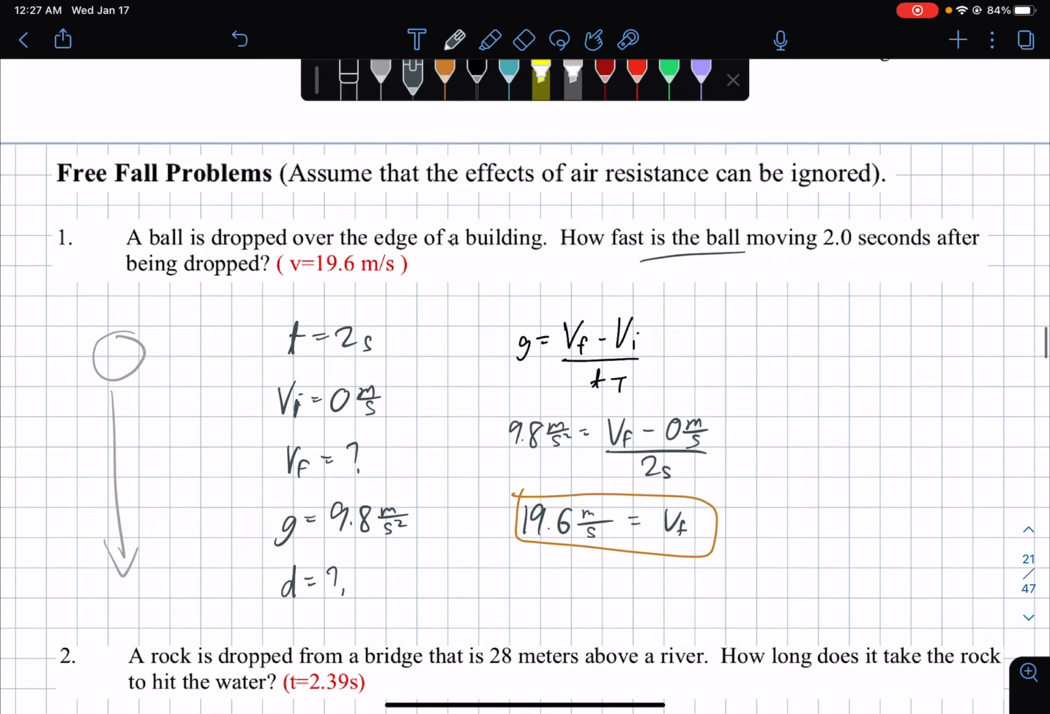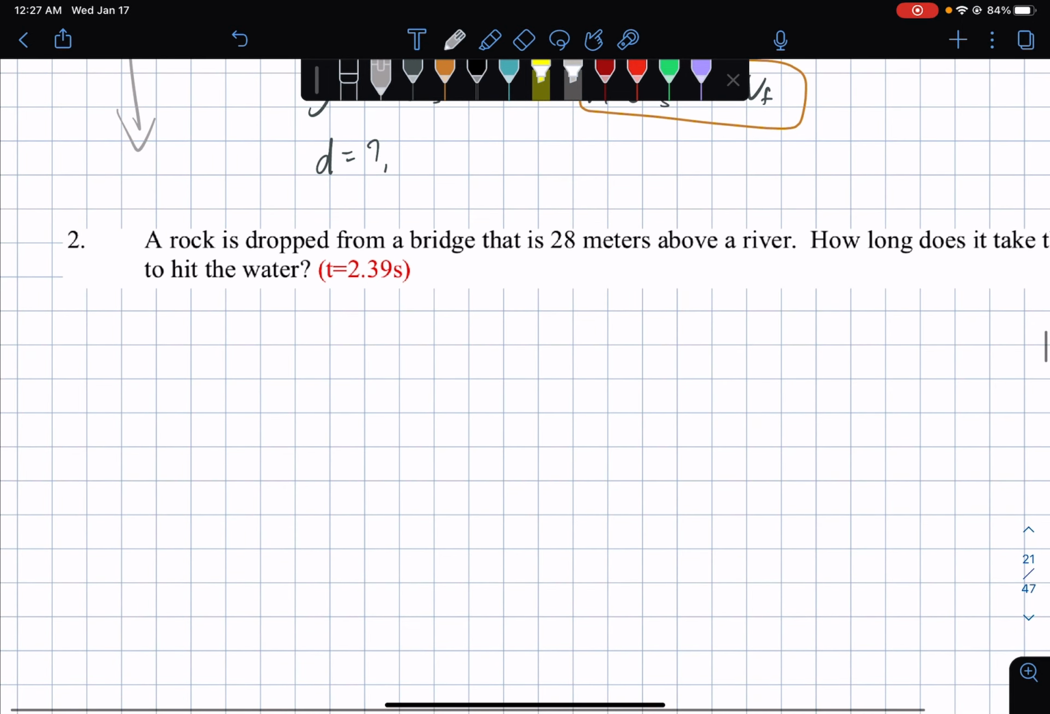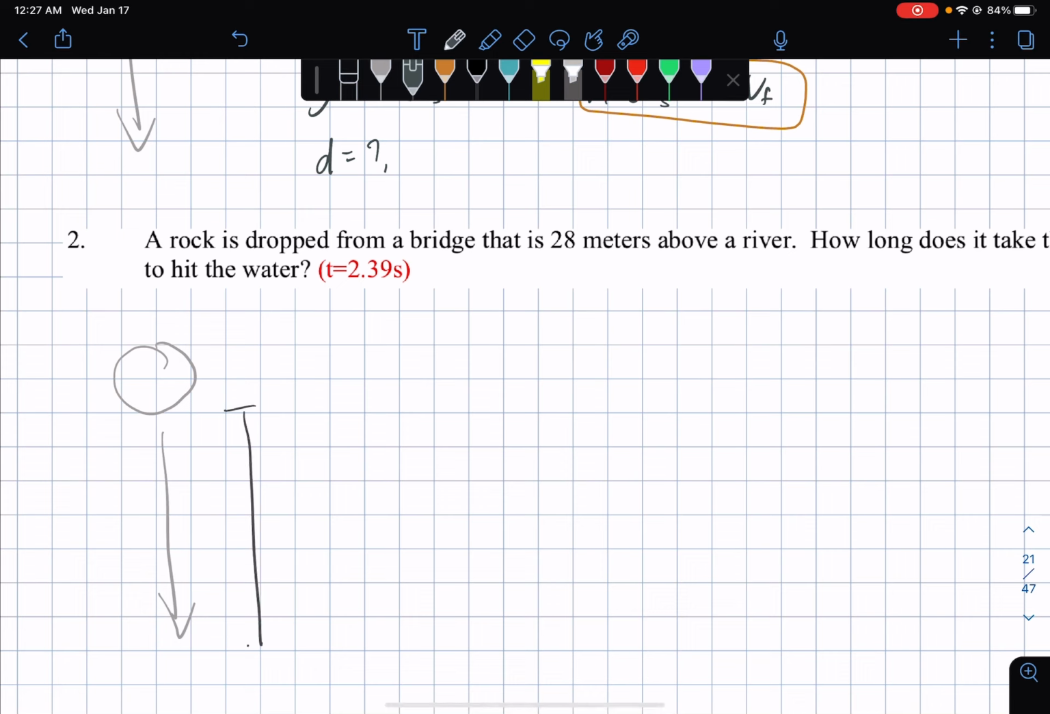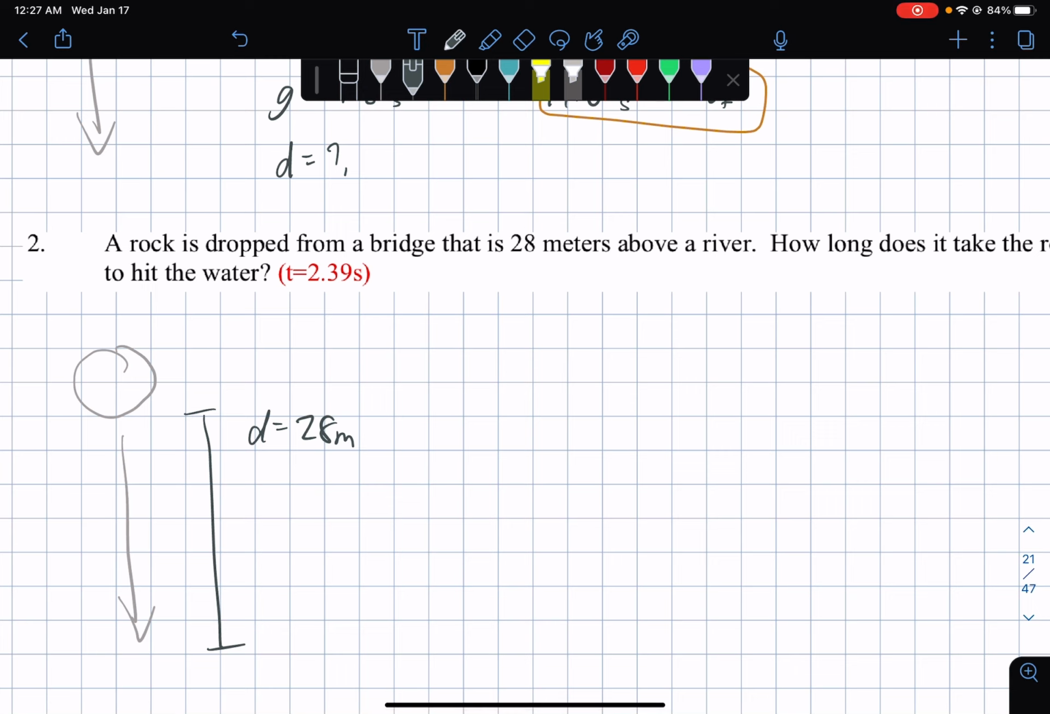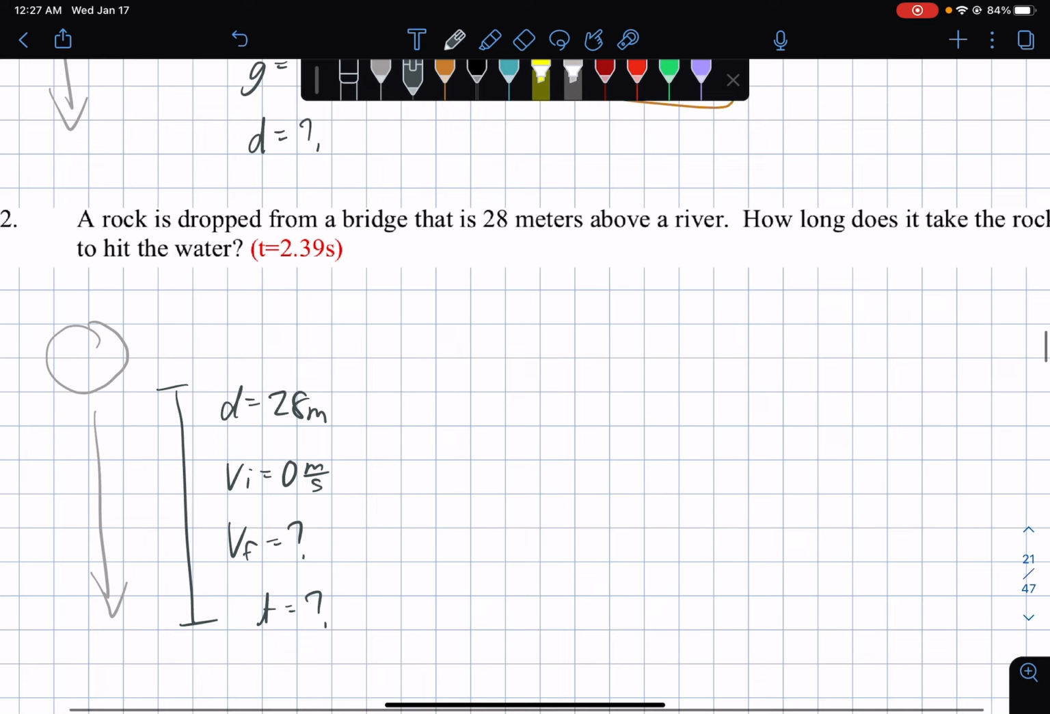That's just really weird. Okay, a rock that is dropped from the bridge is 28 meters above a river. How long does it take for the rock to hit the water? Vi is 0 meters per second. Vf is missing. Time, we don't know that. Okay, so we have distance. We do have the initial velocity. We do have the gravity. So let's look for time.